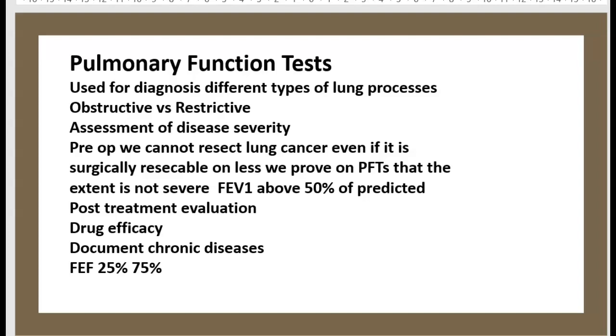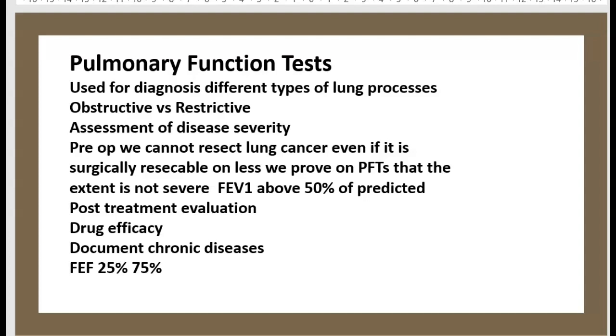Pulmonary function tests are used to differentiate between obstructive and restrictive disease, and to assess the severity of disease. They are used preoperatively to assess resectability. As an example, if you have lung cancer, even if it is surgically resectable, unless we prove on pulmonary function test that the extent is not severe, otherwise if FEV1 is above 50% of predicted, we cannot operate.